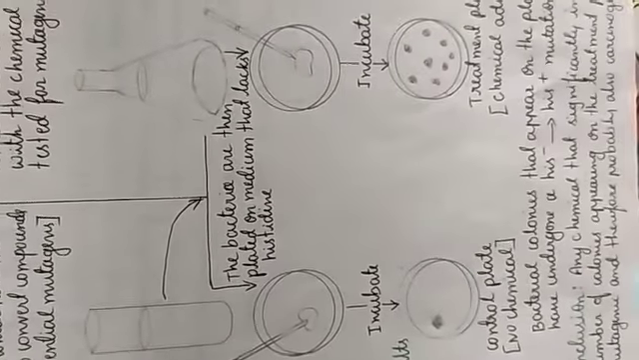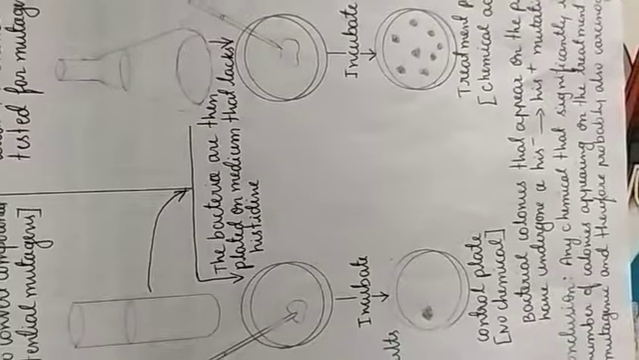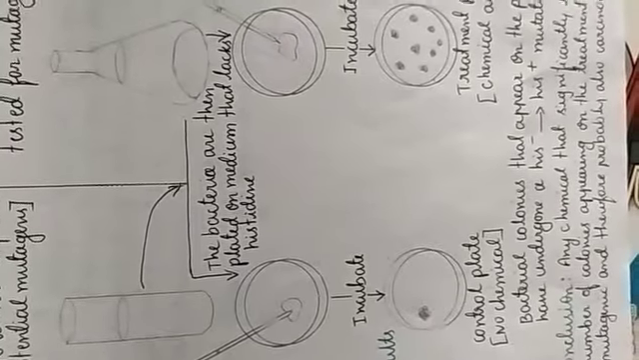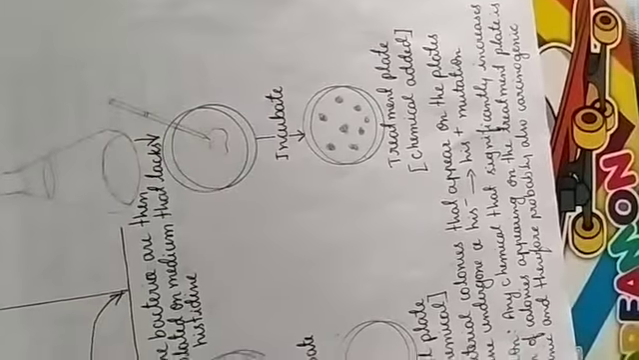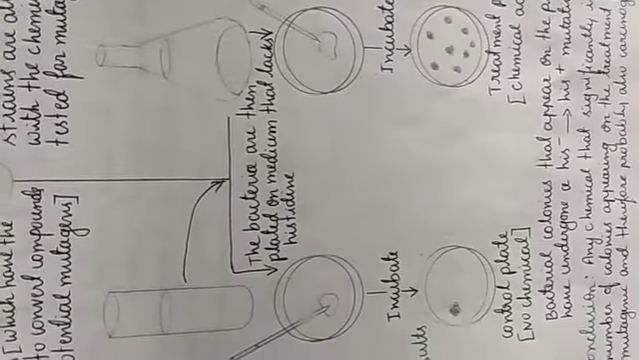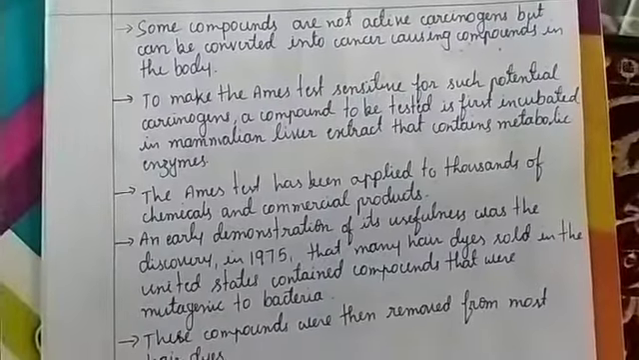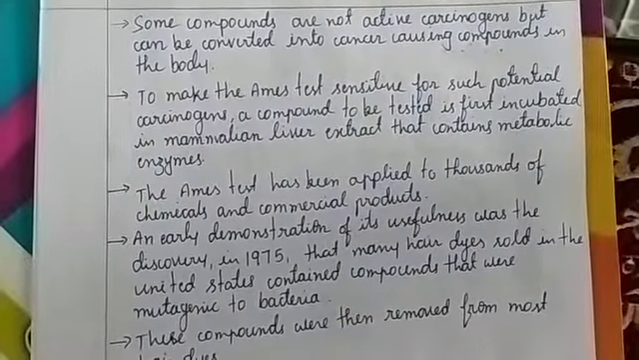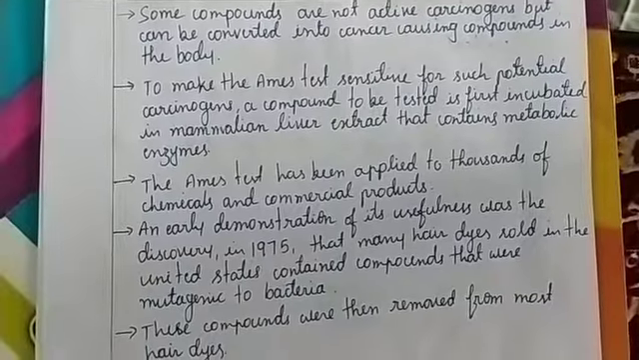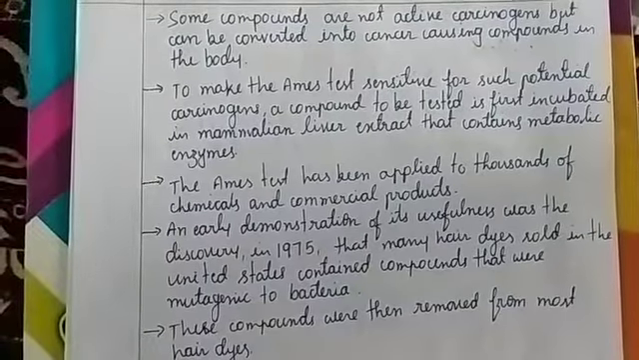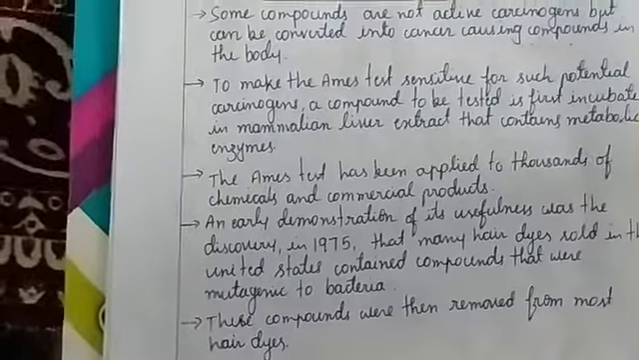So it is compared with the control plate which has not been added with any chemical, and the treated plates which contain the chemical. It indicates whether the chemical is carcinogenic or mutagenic or non-mutagenic. This is about the Ames test. Any chemical that significantly increases the number of colonies appearing on a treated plate is mutagenic and is probably also carcinogenic.